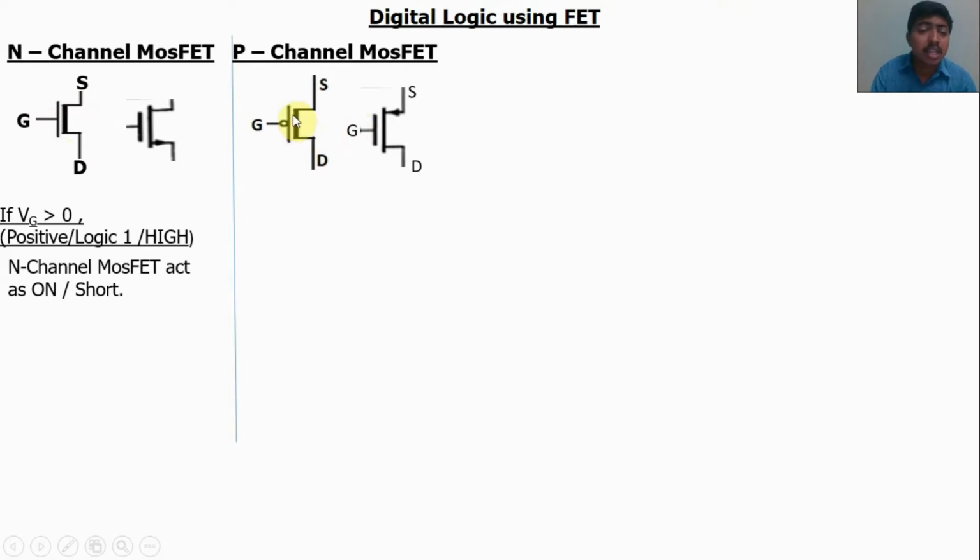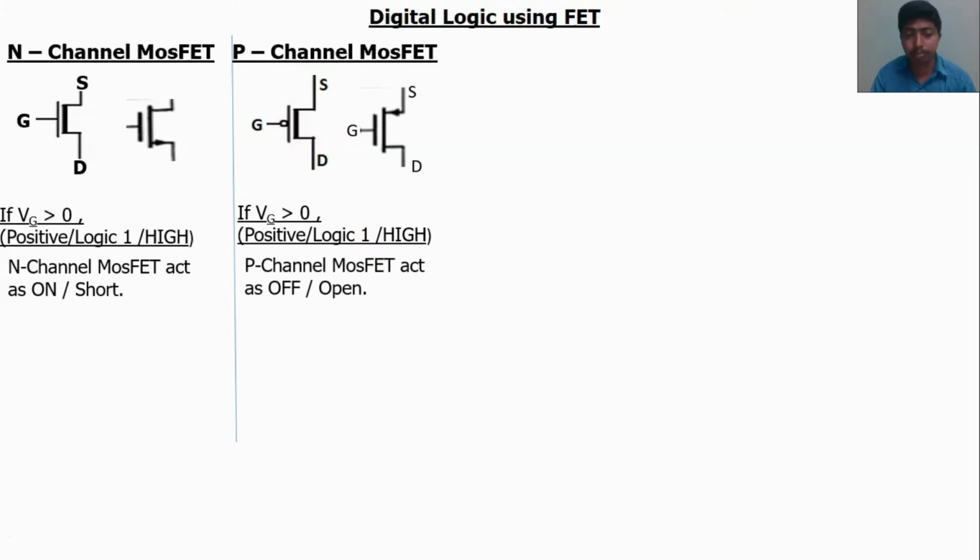In the P channel, conduction is done by holes by forming a channel on the gate side. If positive voltage is applied, what will happen? Positive voltage means logic 1 applied. Like polarities repel each other, so the holes in the channel are repelled. Now there is no channel here, so there is no conduction. So the P channel MOSFET acts as off or open.